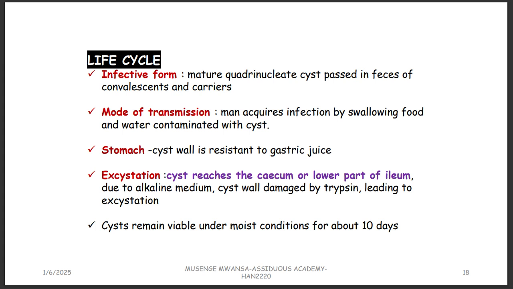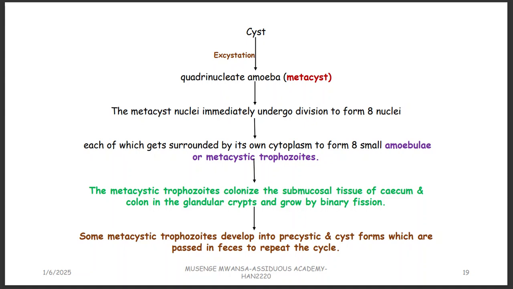Please understand where this happens. The cyst is going to reach the cecum, which is the beginning of the large intestine, or the lower part of the ileum. So basically, from the end of the small intestine to the beginning of the large intestine. That's where the cyst is going to reach. Because the environment there is alkaline, the cyst wall is going to be damaged by trypsin, and that leads to excystation. The cyst will remain viable under moist conditions for about 10 days. So if the conditions are moist, it can remain viable and will not die.